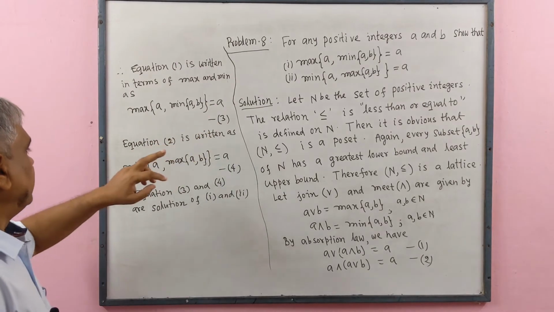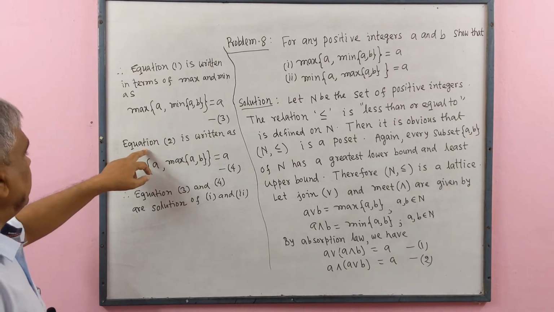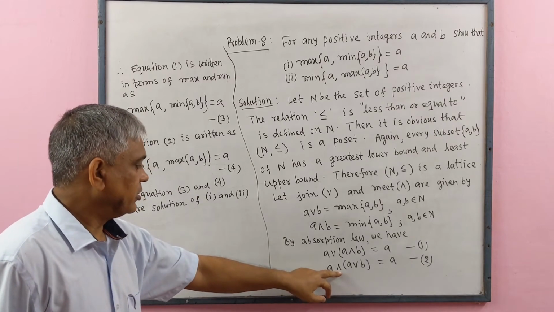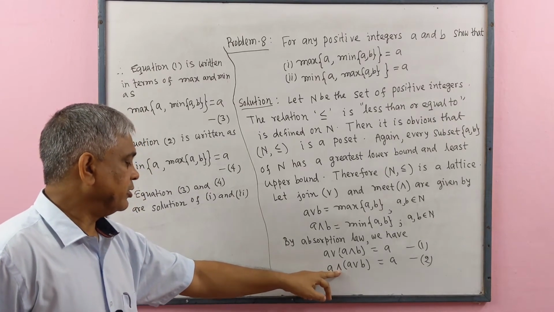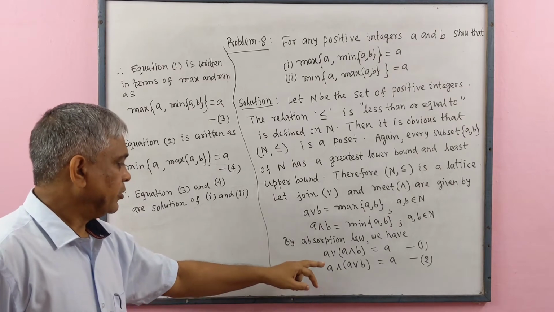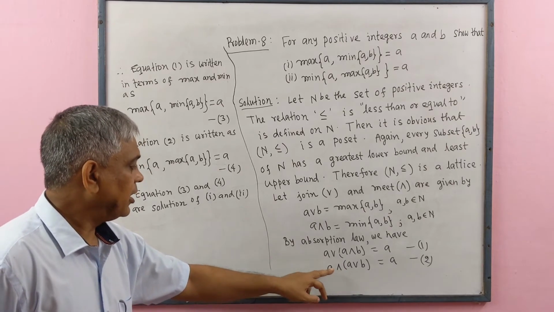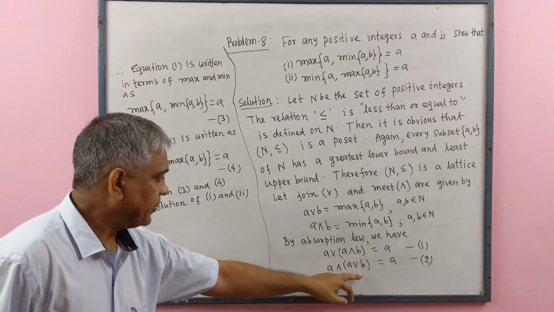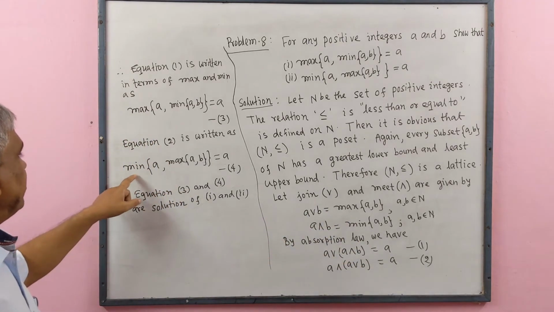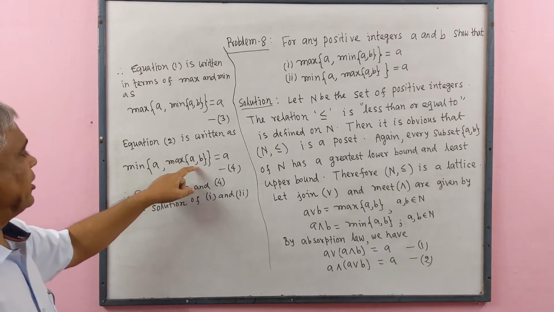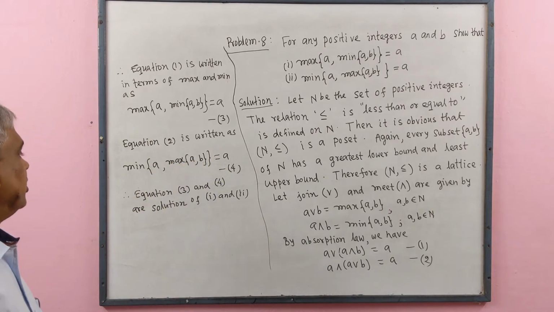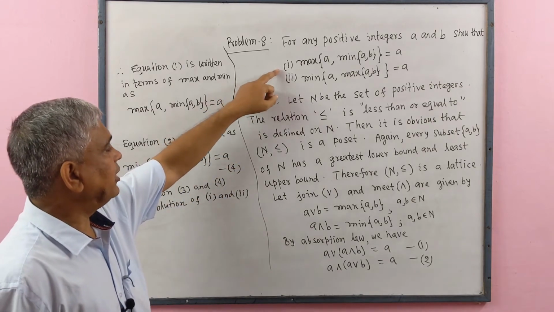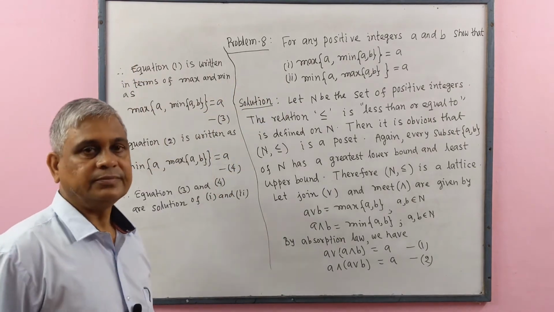Let us write 3. Equation 2 is written here. The meet symbol denotes minimum, minimum of A and here maximum, maximum of A and B equals A. Here we write minimum of A comma maximum of A and B equals A. This is number 4. Equations 3 and 4 are the solutions of 1 and 2, proved.